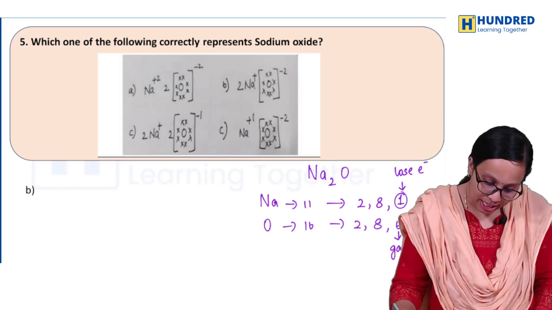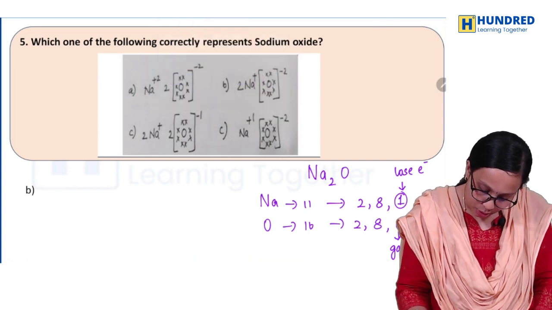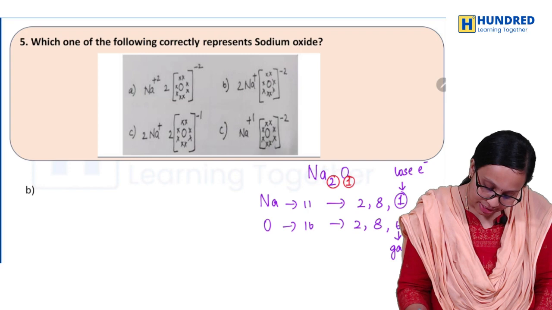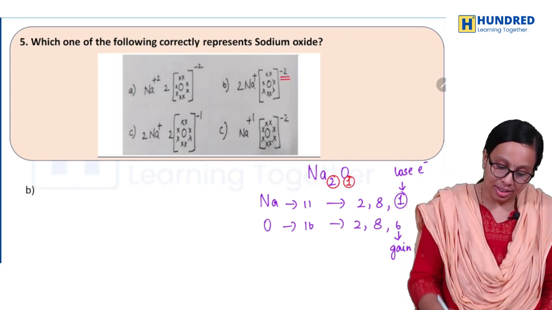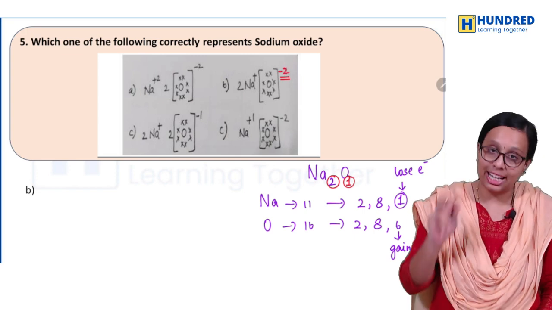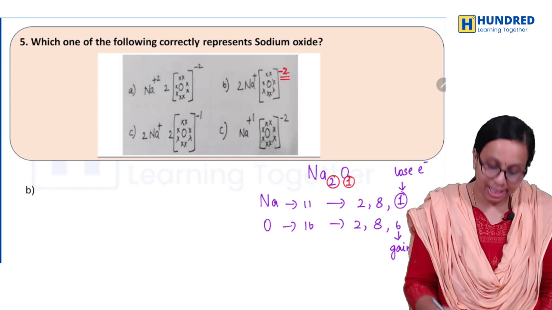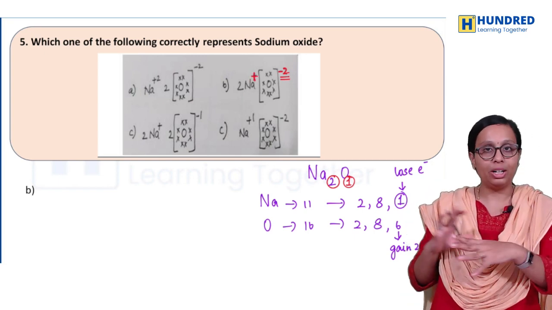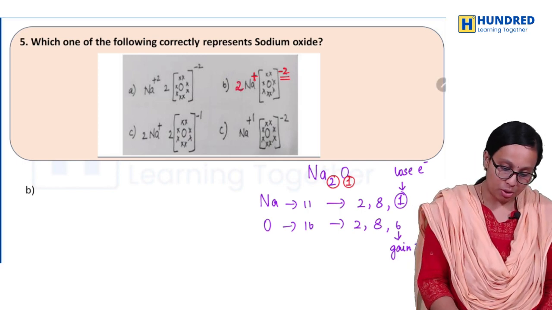So here you have 2, here you have 1. So you can just cross multiply. Oxygen, since it is gaining the electrons, has a negative charge and it is gaining 2 electrons to become stable. For sodium, since it is losing the electrons, it is becoming positively charged. Here you need 2 sodium, only then it will be balanced. So you have 2 here. Okay. So the option is B.